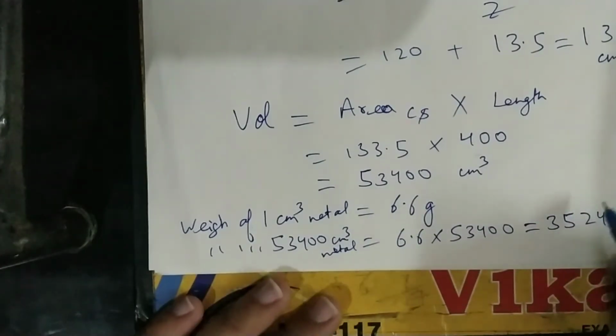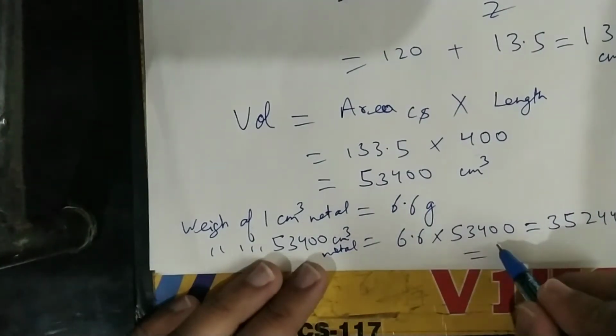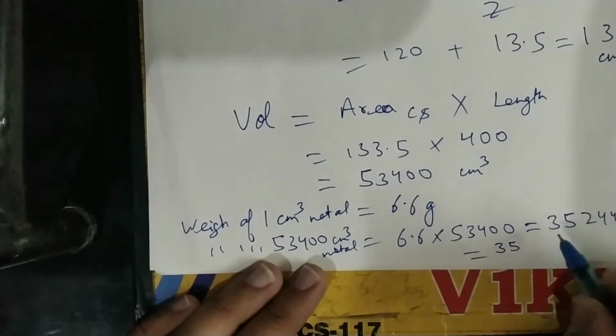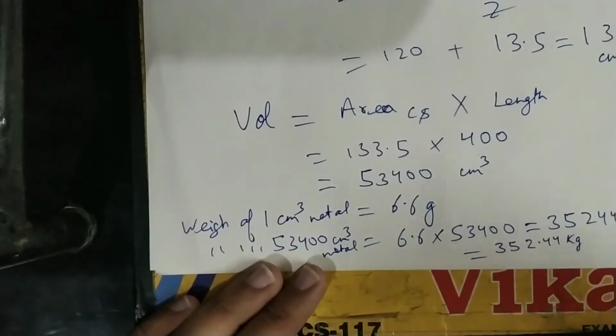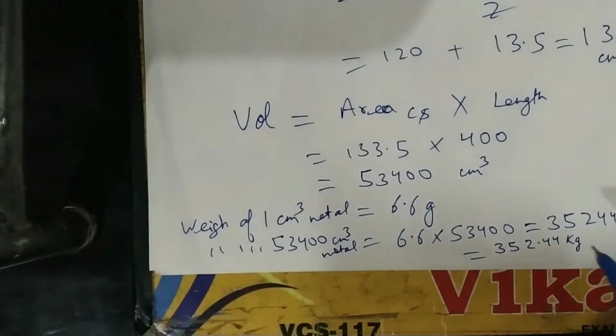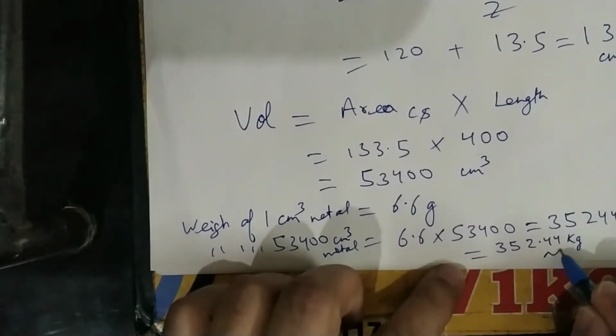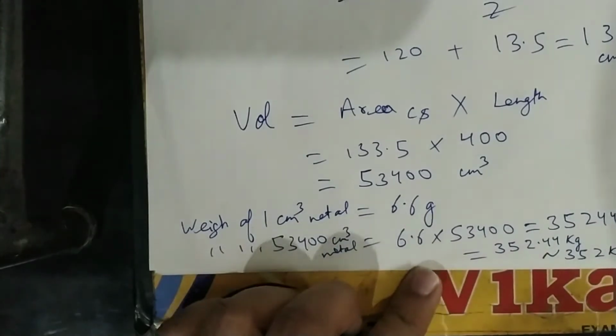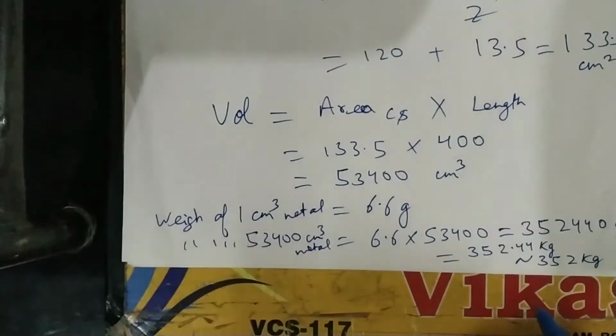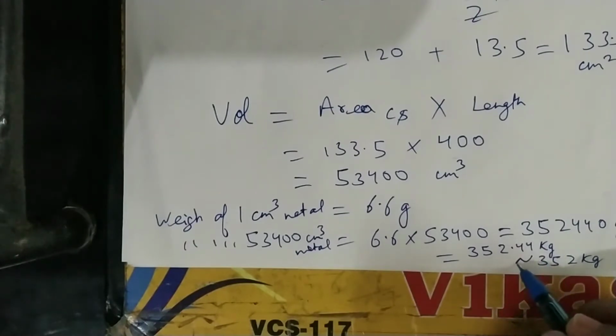grams. So for changing into kilogram, we will divide it by 1000, 0.44 kilogram, and they have asked to the nearest kg. So as this is lesser than 5, so we will discard it. So its nearest kg is 352 kg. So this is just a similar weight or approx weight. For approx weight, we write this symbol instead of equal to.